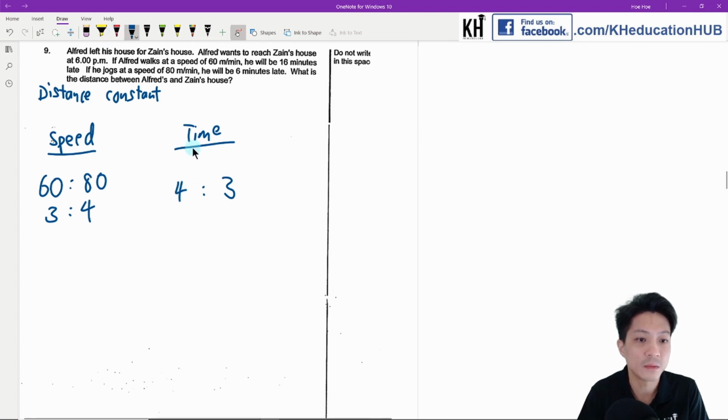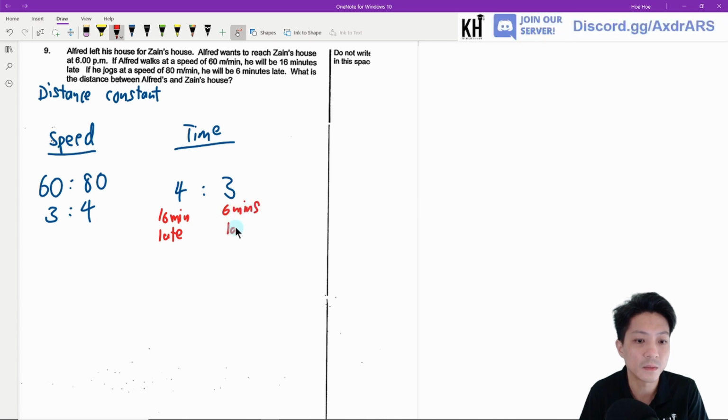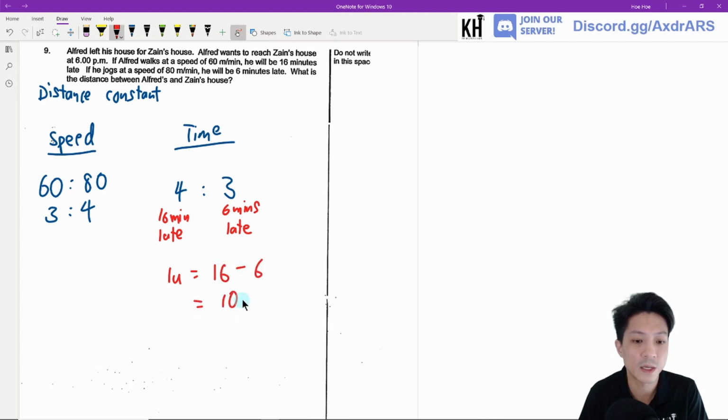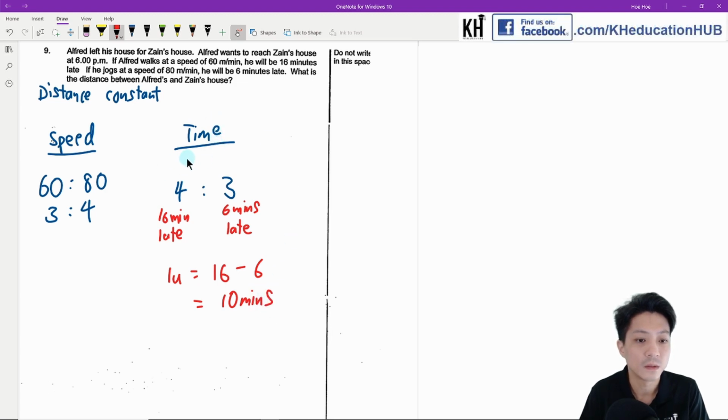Okay, this would be for the 16 minutes late, and this would be for the 6 minutes late. Which means that the difference between them, which is 1 unit, is equal to 10 minutes. Or maybe I should write 16 minus 6, which is 10 minutes. Which will work out to be 40 minutes and 30 minutes.